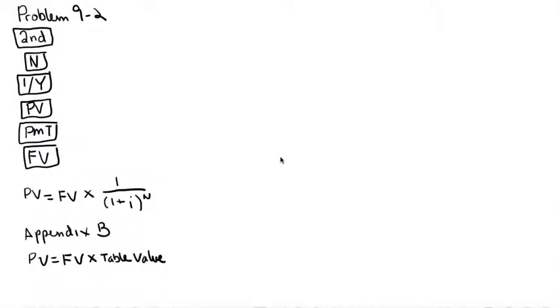Okay, let's work on problem 9.2 together. We're going to be calculating present value, and we have three different problems we're going to solve. There are three different methods we can use to solve this problem. All of them will give us a slightly different answer based on rounding. But anyway, I am going to demonstrate at least two of these methods, and you can use the third if you like.